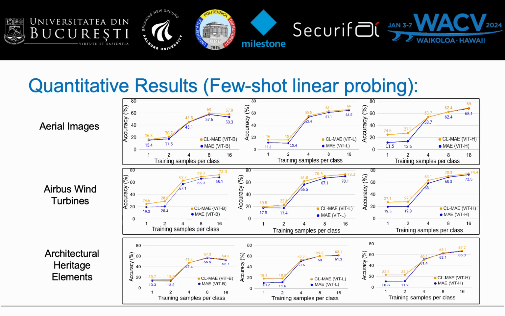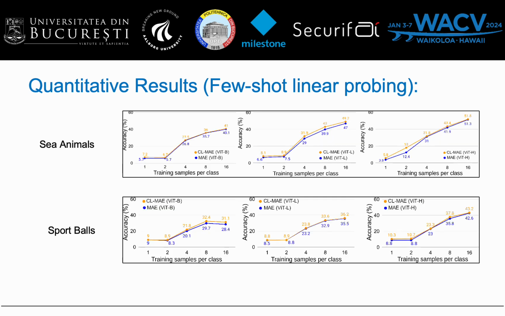The graph here shows results from our few shot experiments on 3 different datasets: aerial images, Airbus wind turbines, and architectural heritage elements. We compare 1, 2, 4, 8, and 16 shot linear probing results here. The orange curve in the graph represents CL-MAE, whereas the blue curve represents vanilla MAE. We observe that our method outperforms vanilla MAE in each case. These are the few shot linear probing experiments on sea animals and sport balls datasets. We observe a similar improvement here as well.